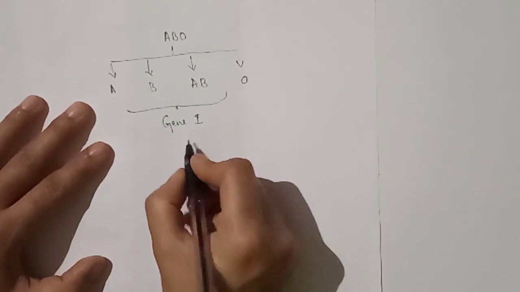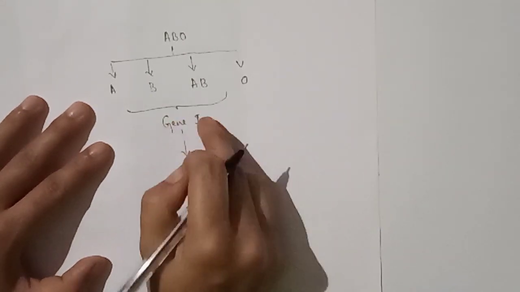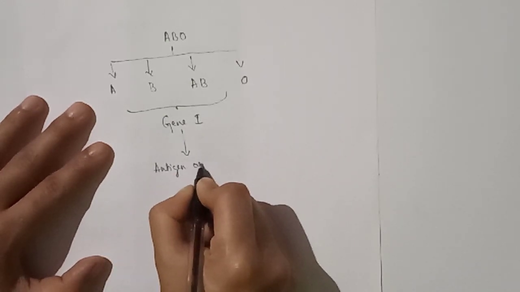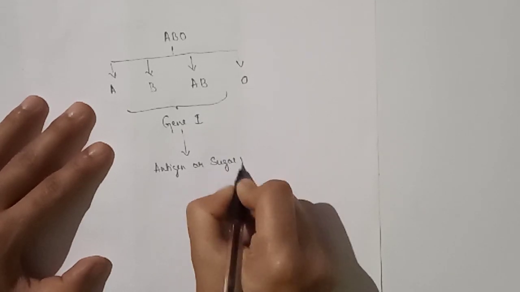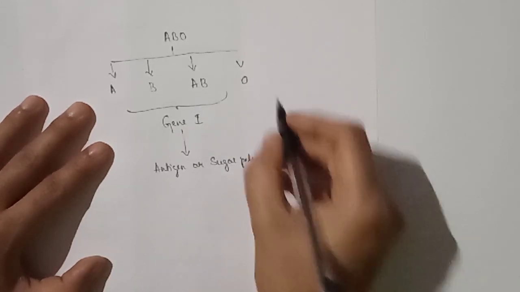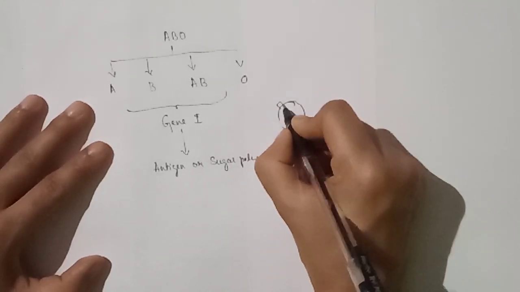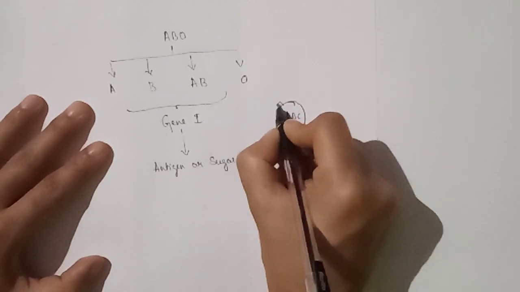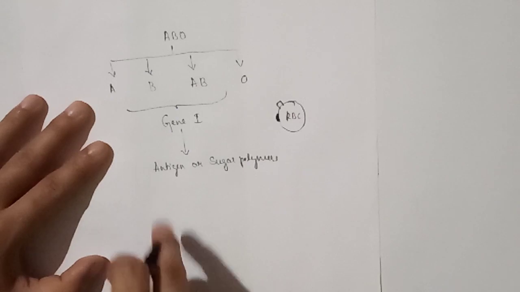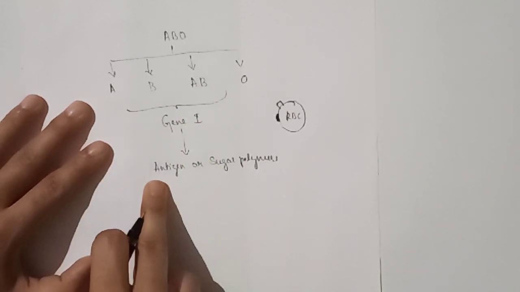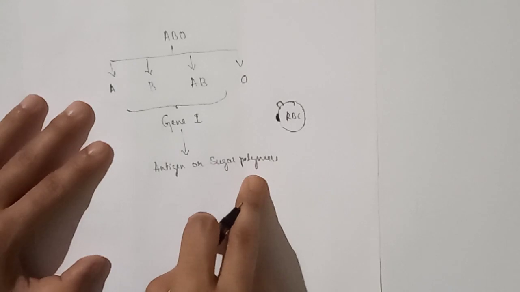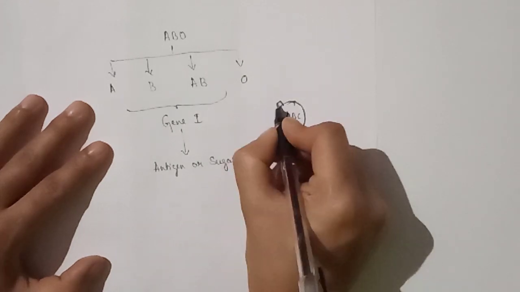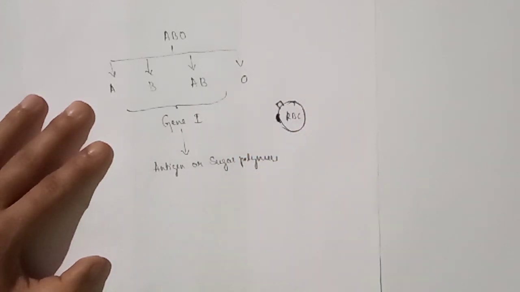Capital I. This gene is responsible for production of antigen, or simply what we call sugar polymers, which are present on the membrane of RBC as a protrusion or outgrowth. So gene I is responsible for production of antigen or sugar polymers that are present on the surface or membrane of RBC as an outgrowth or protrusion.